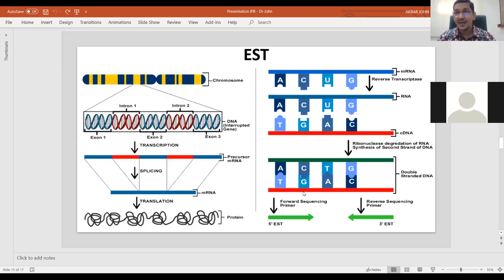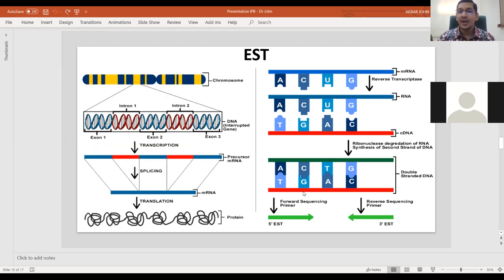Again comes the EST. Perhaps you have come across two different terminologies in the papers. One is the expressed sequence tags. Another one is the open reading frame. Okay. If you understand what the expressed sequence tag is, then you already know what gene mapping actually is. What we need to do for expressed sequence tags is identify which ones actually get expressed.